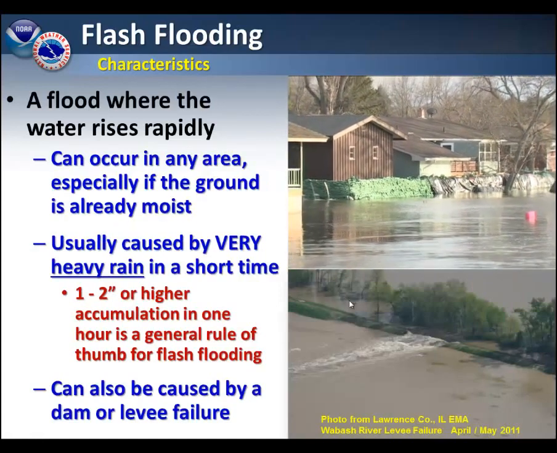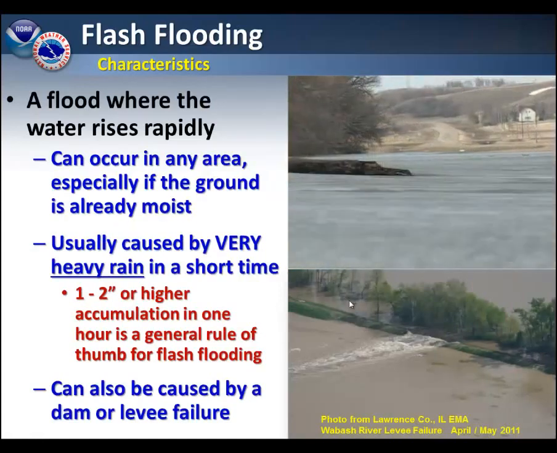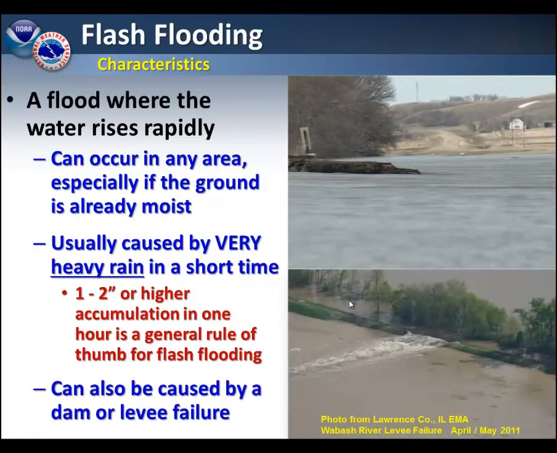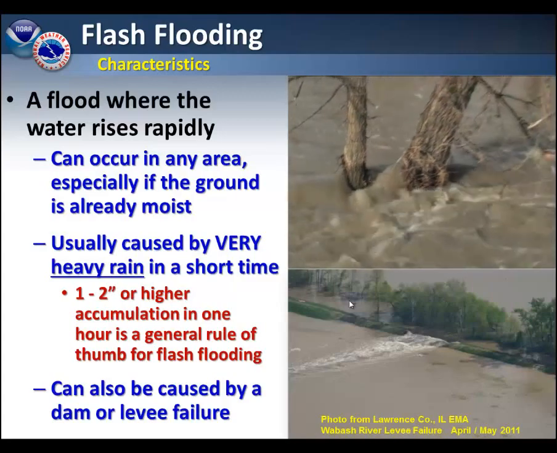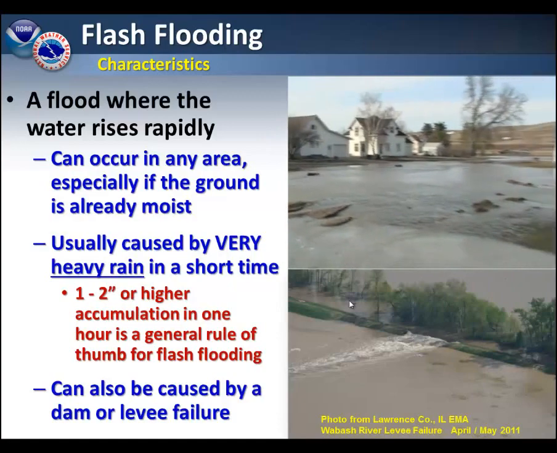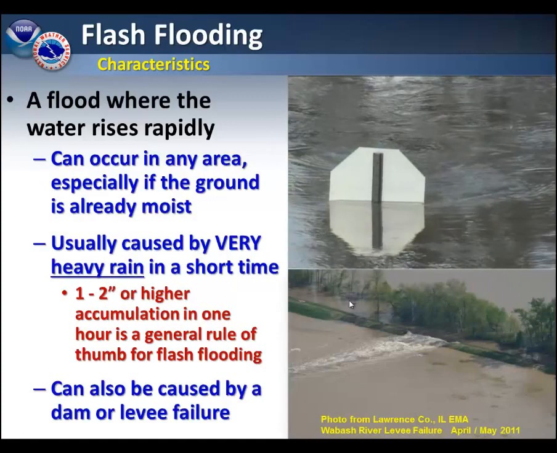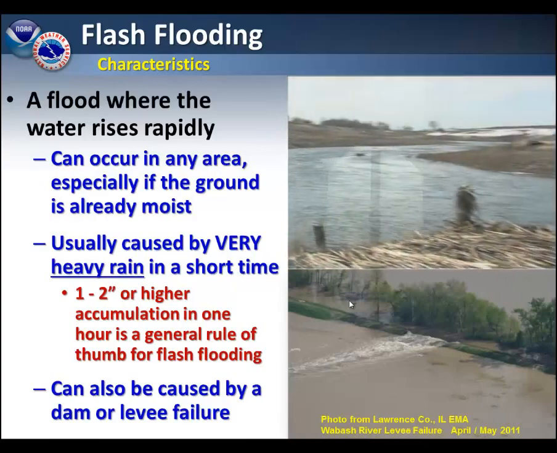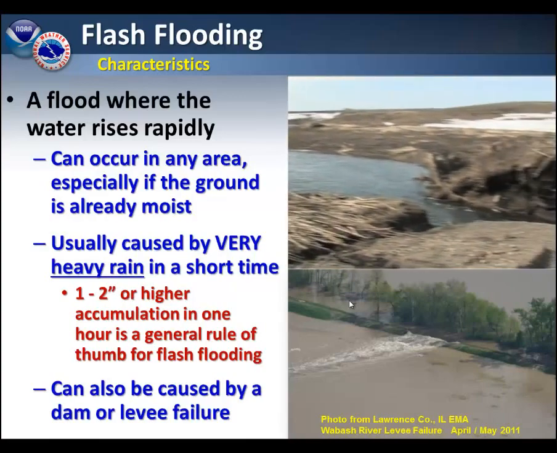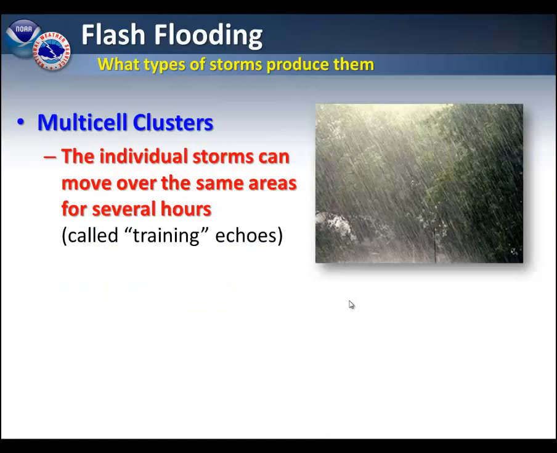Now talking about flash flooding. Flash flooding is a flood where the water rises rapidly. It can occur in any area, especially if the ground is already moist. Usually 1 to 2 inches or more of rain in about an hour's time is a general rule for flash flooding. However, flash flooding can also be caused by a dam or a levee failure.